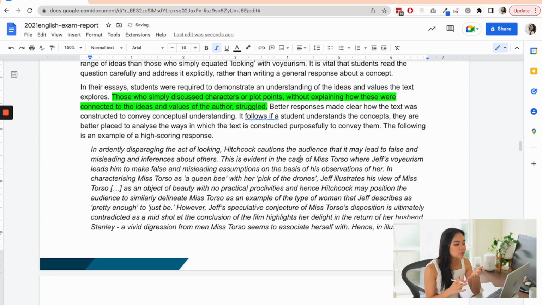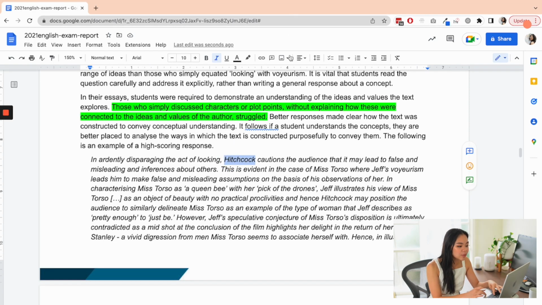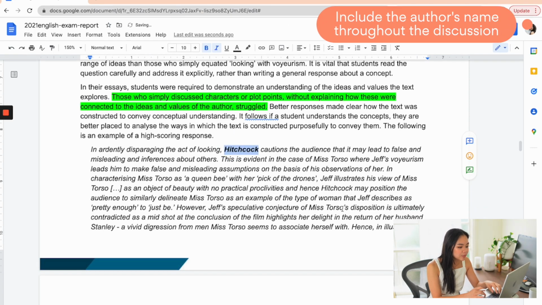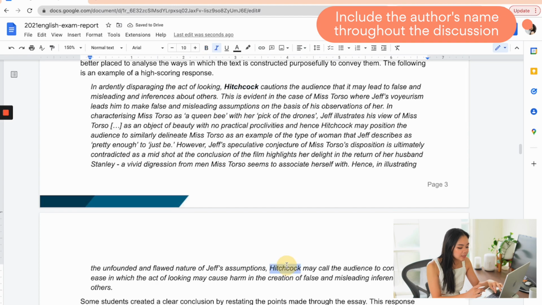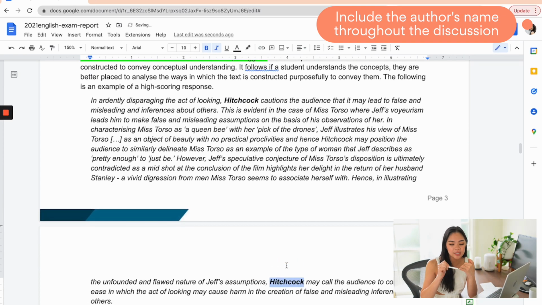So then the next point is really about the views and values of the author. So a really easy way for you to make sure that you do this, as opposed to only talk about plot points, is simply just to include the author's name throughout your discussion. If you can do this, especially in the first sentence of your paragraph and in the last sentence of your paragraph, because it means that you start off with the views and values, you end up with the views and values. It really forces you to make that connection throughout your paragraph.